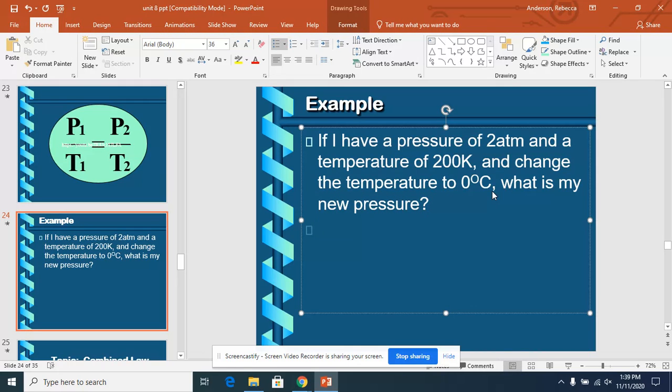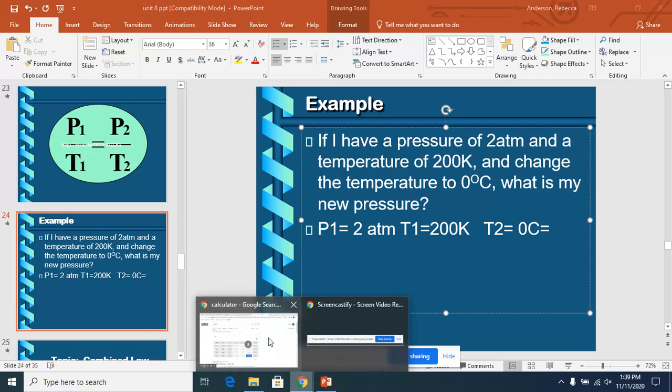So first thing, let's just put what we know. If I have a pressure of 2 atm, so we know our first pressure is 2 atm, and a temperature of 200 K, so our first temperature is 200. It's already in K, so we don't need to do anything to that. And then we change the temperature, so our second temperature is 0 degrees Celsius, but we need to change that to Kelvin.